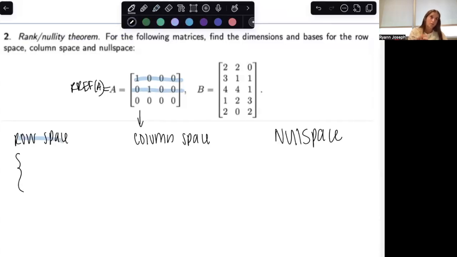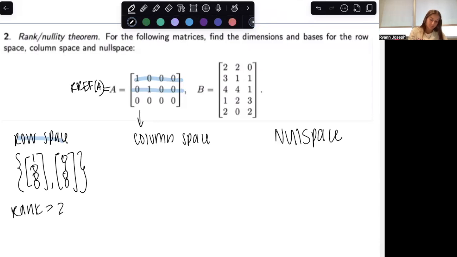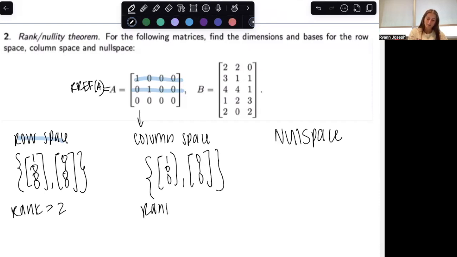And this time I'm going to write them as columns for my own sake. So 1, 0, 0, 0, 0, 1, 0, 0. The rank is obviously 2. For the basis of the column space, again, we look at the non-zero columns, and we go back to the original matrix. Here they're both the same, so I can just write them as 1, 0, 0, 0, 1, 0. The rank here is also 2.